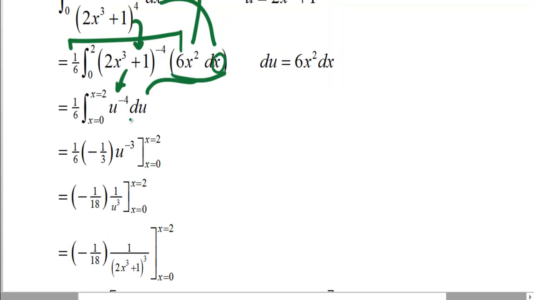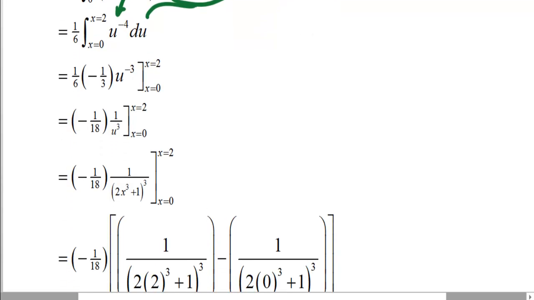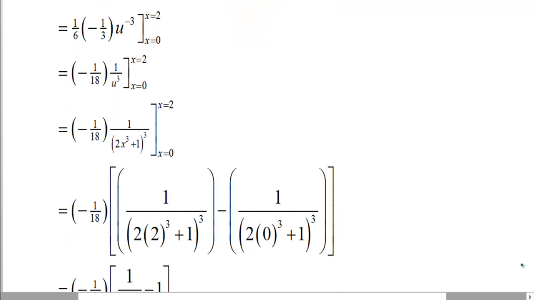So the power goes up 1, so negative 4 plus 1 is negative 3, multiplied by the reciprocal of that, which is negative 1/3. Multiplying these together, we get negative 1 over 18, and we can write u to the negative third as 1 over u cubed. Switch it back to let u be 2x cubed plus 1, and we've got this expression here. So there's an antiderivative. Of course, any constant added to that would also be an antiderivative.